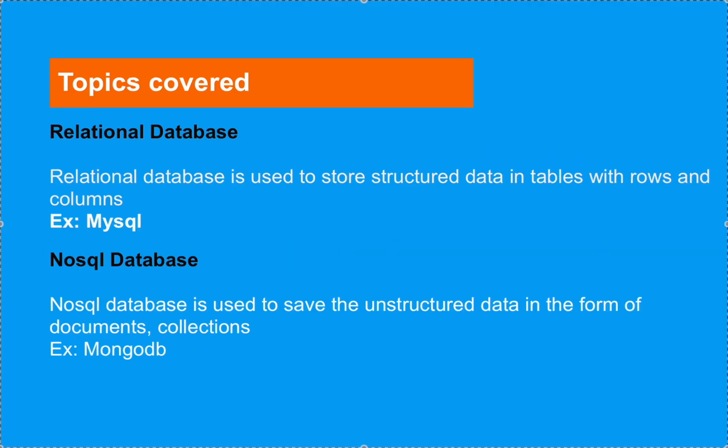In this video, we covered what a relational database and a NoSQL database are. A relational database is used to store structured data in the form of tables with rows and columns. Example, MySQL. A NoSQL database is used to store unstructured data in the form of documents and collections.